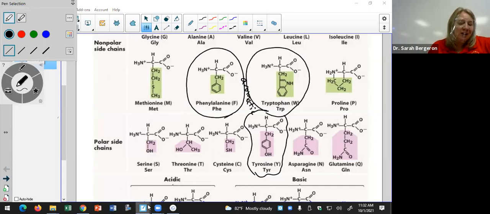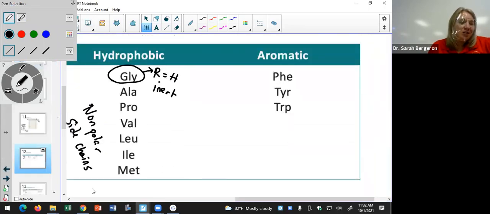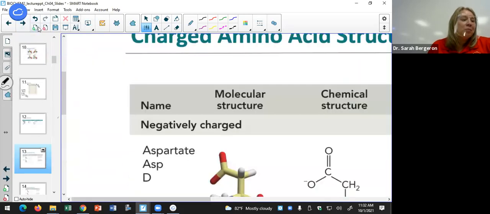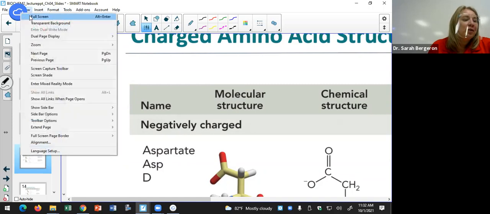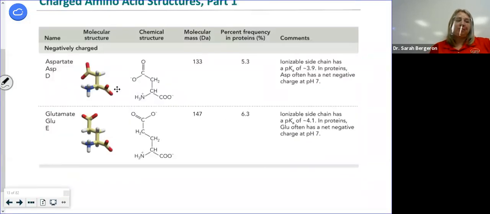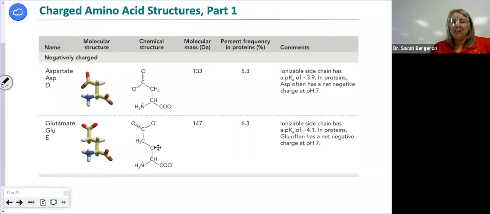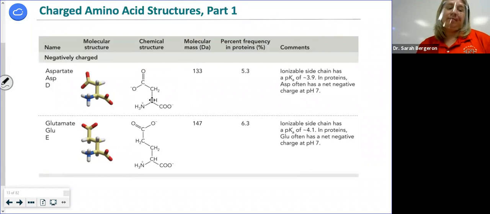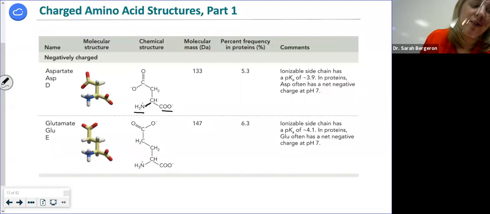I'm going to switch back. All right. So your book, let me go back to view. Okay. So this is how your book arranges them, and your book arranges them in a different way than what I gave you. Where's your NCC backbone in this chemical structure? See it, NCC? You have your amino group, your carboxylate. So this is your NCC right here. So then here's your side chain.